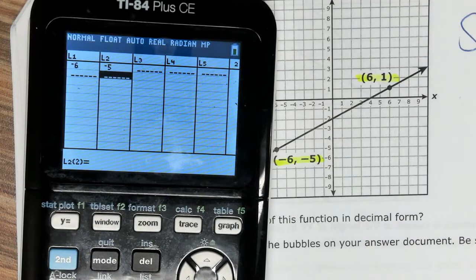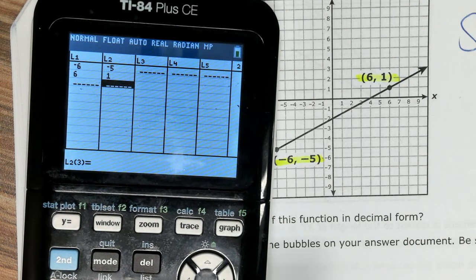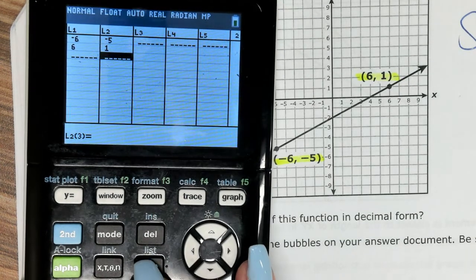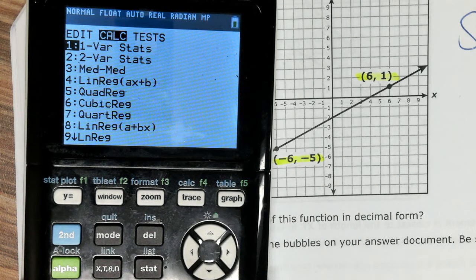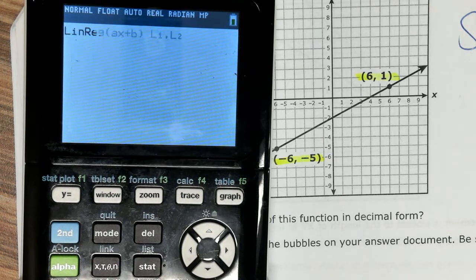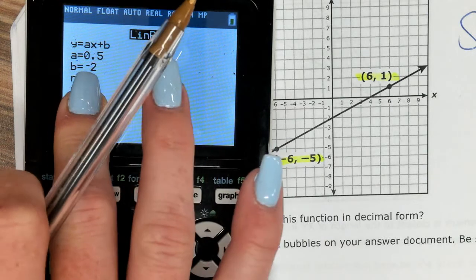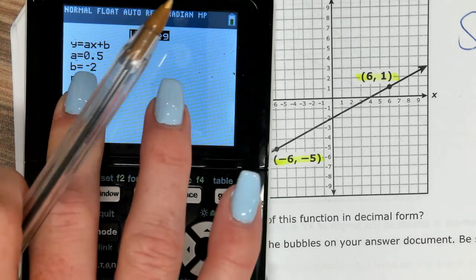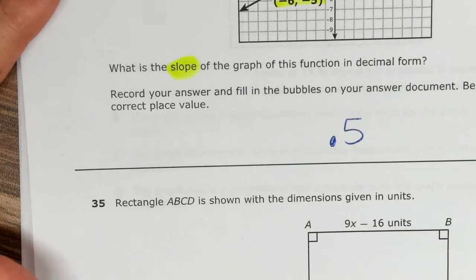Then put in 6 over here and 1 over here. Now where do I go? Stat, calc, option 4, because we want a linear situation. Simply hit enter until you get the answer. The A is the slope. So what was my answer? 0.5. Guys, y'all cannot miss a question like that.